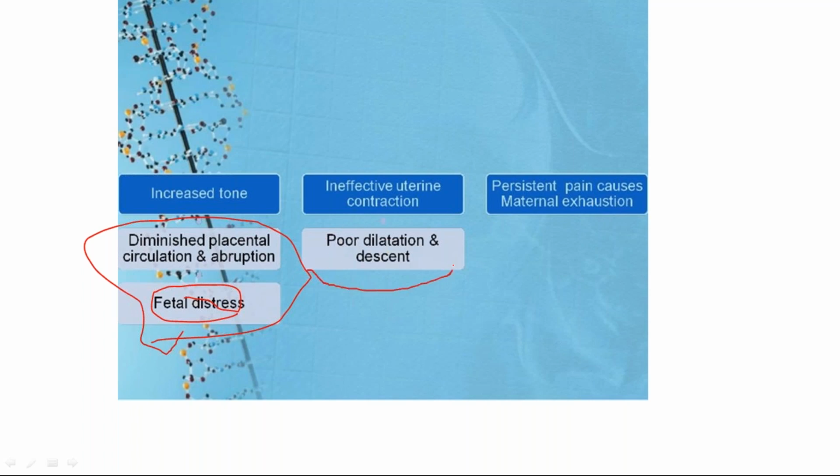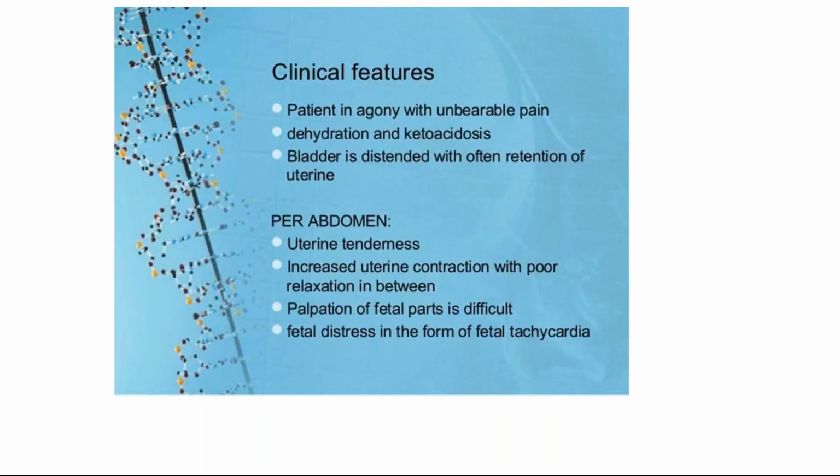So there will be poor dilatation. You don't find normal cervical dilatation and normal descent of the presenting part. Okay, there is increased tone leading to reduced placental blood circulation or sometimes separation of the placenta, and fetal distress will be there. And then it cannot cause normal dilatation and normal descent of the baby. And because of persistent pain, the mother will go into exhaustion, right? So the patient is in agony with unbearable pain, dehydration, ketoacidosis, bladder distension with often retention of urine.